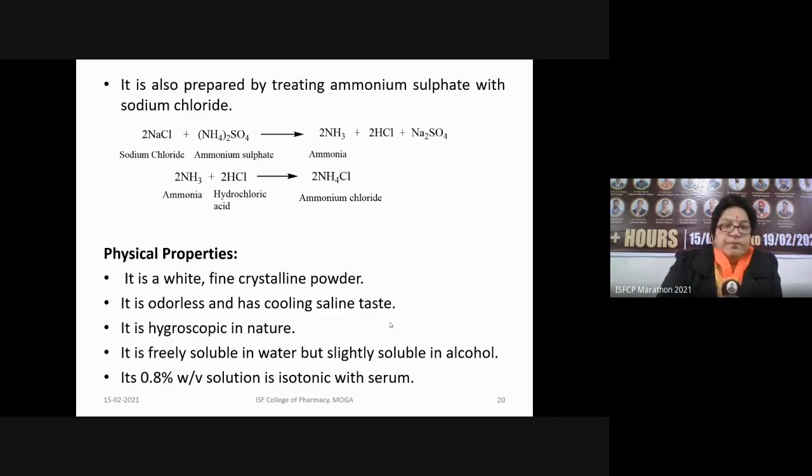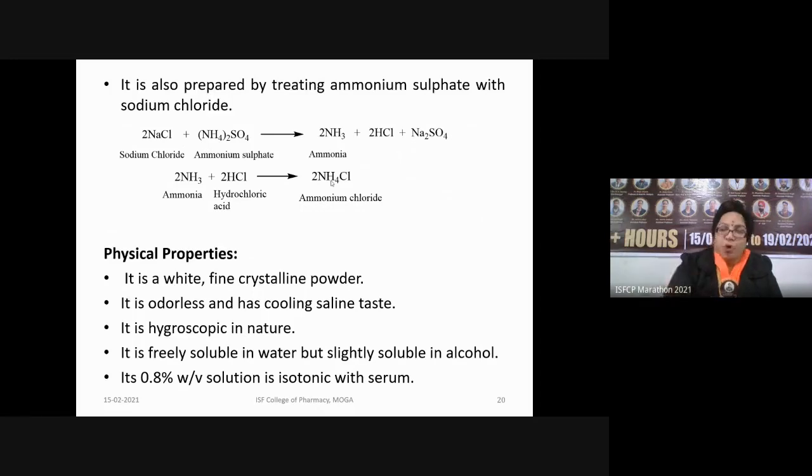Now it is also prepared by treating ammonium sulfate with sodium chloride, that is 2NaCl. This is sodium chloride, this is ammonium sulfate. When they react with each other, it will lead to ammonia, HCl, and Na2SO4. Now again this ammonia will react with HCl to give rise to ammonium chloride. It is highly moisture absorbing.